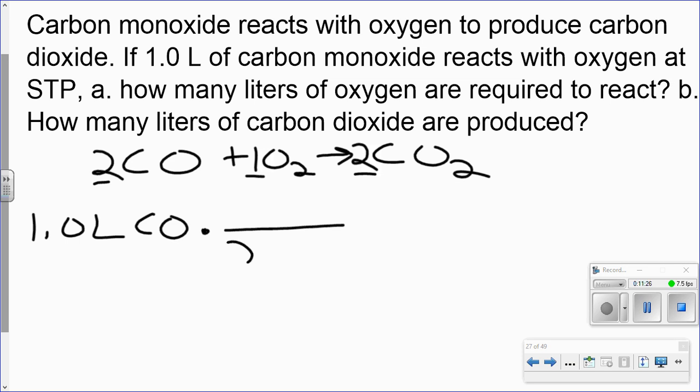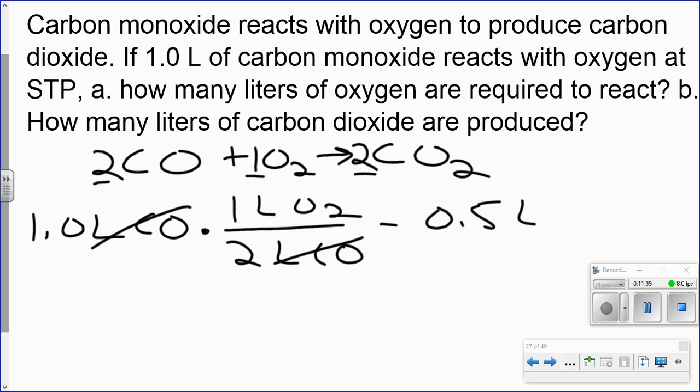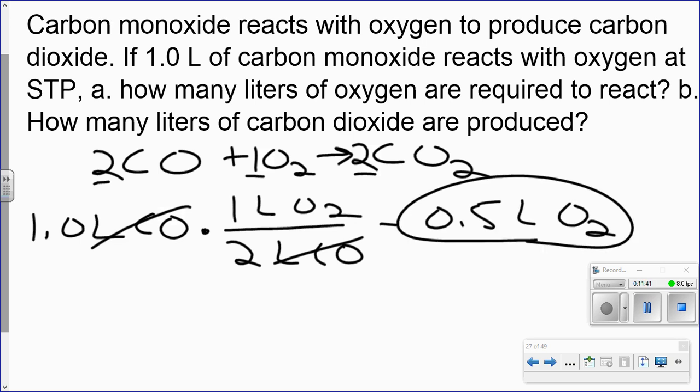So you have 2 liters of CO, and then it says how many liters of oxygen are required to react. That's 1 liter of O2, and basically that says you're going to have half of a liter of O2. Now this makes perfect sense. Because you have double the CO that reacts with half the amount of O2, you need half the volume of O2. So not only do our mole ratios make sense, but as long as everything's at the same temperature and pressure, Avogadro's law applies. So use a volume ratio rather than a mole ratio. Pretty cool.